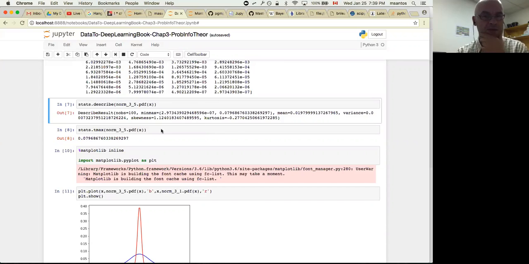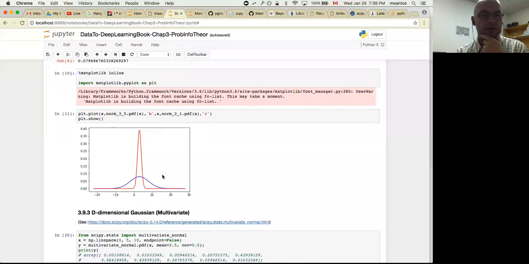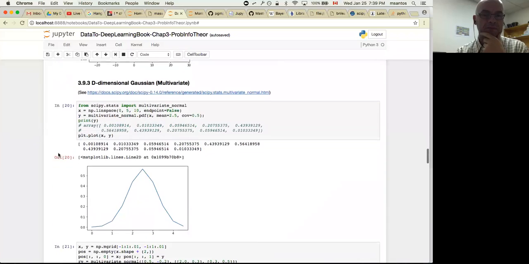I will figure that out later. So we can also ask about another thing, which is another statistic. Actually, this is the maximum value of the probability density function, which is what we saw here as well. And these are the plots.